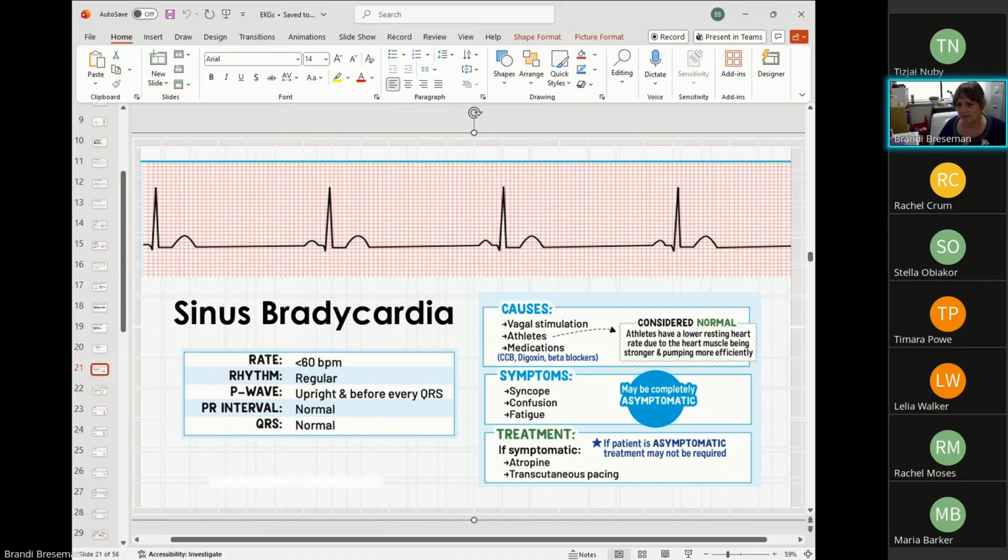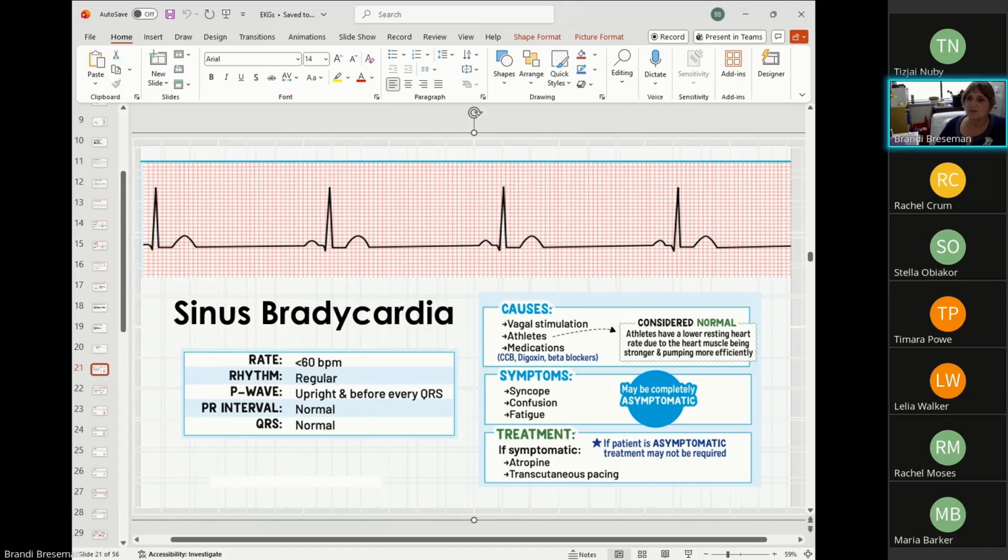That's why they're there, because they have a stomach ache. But otherwise they feel fine. And their blood pressure is good. And their cap refill is great. And their peripheral pulses are strong. That tells me that my patient's perfusing fine. I don't need to worry about that heart rate of 53.